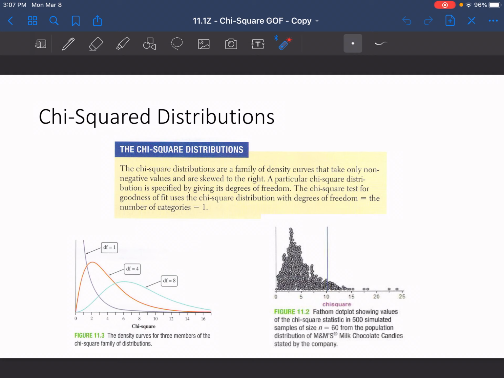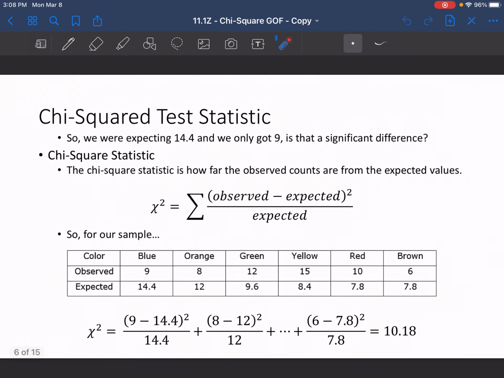The chi-squared test for goodness of fit uses the chi-squared distribution with degrees of freedom that equal the number of categories minus 1. So again, right now we're about to get into what all this curve really means, but it's important to note that these curves are going to adjust based on the degrees of freedom, and we find the degrees of freedom by taking the total number of categories minus 1.